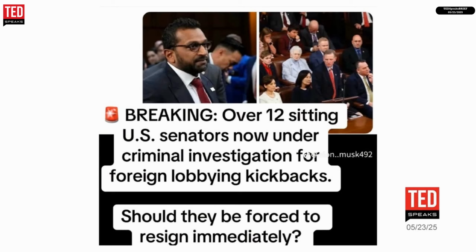Breaking: over 12 sitting U.S. senators now under criminal investigation for foreign lobbying kickbacks. Should they be forced to resign immediately? Absolutely. Yes.